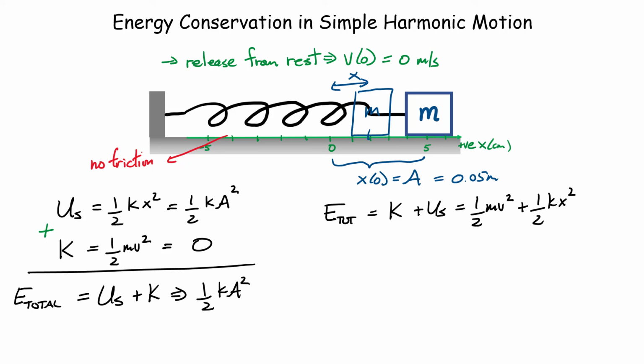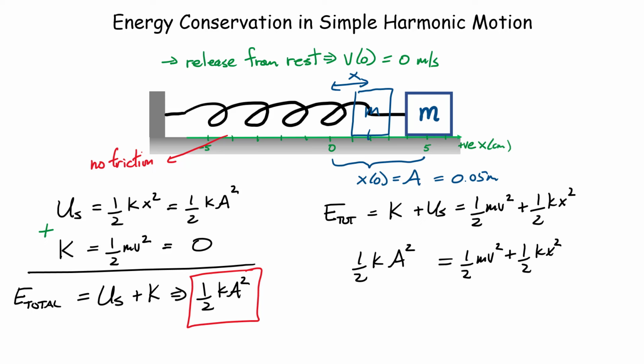Now, if energy is conserved, guess what that means? That means that this value here has to be equal to the initial energy of the system. And the initial energy of the system is right here. So you have to have this equality: 1/2 ka squared has to be equal to 1/2 mv squared plus 1/2 kx squared.